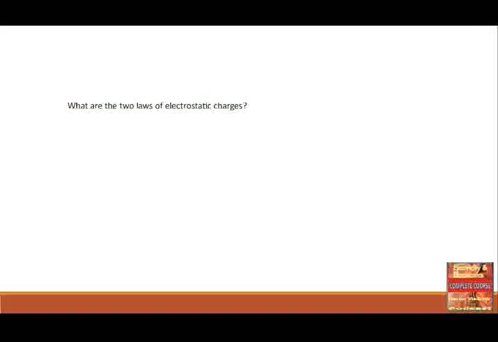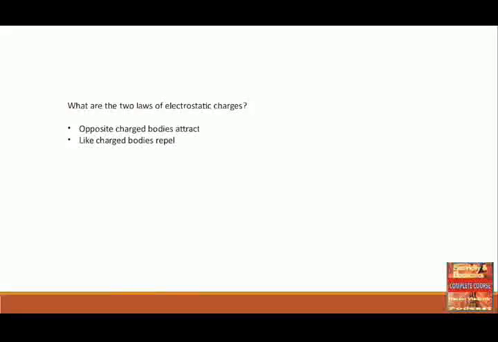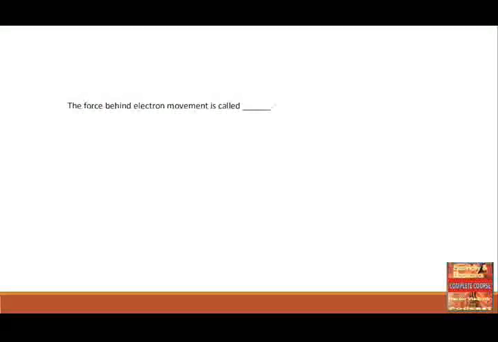What are the two laws of electrostatic charges? Opposite charged bodies attract, and like charged bodies repel. The force behind electron movement is called, that would be voltage or electromotive force, EMF.